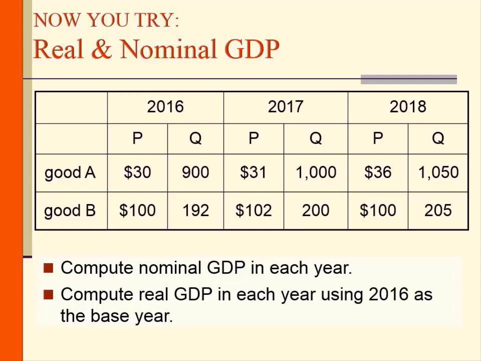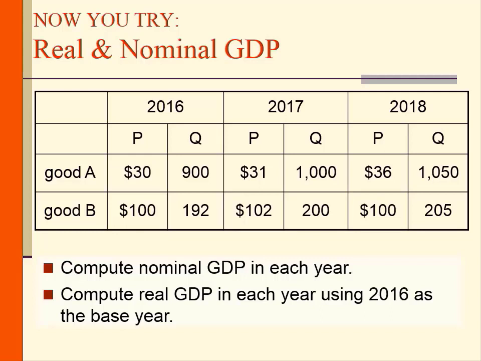Nominal GDP for 2016, for instance, would be equal to the sum of the value of goods produced in 2016 in terms of 2016 price and quantity. So that is equal to $30 times 900. That's the value of good A in current dollars, plus $100 times 192, which would be the value of good B produced in 2016. You sum them up, it should get $46,200 as the nominal GDP. And since the base year is 2016 here, the real GDP is identical to nominal GDP at $46,200. But they would differ for 2017 and 18.